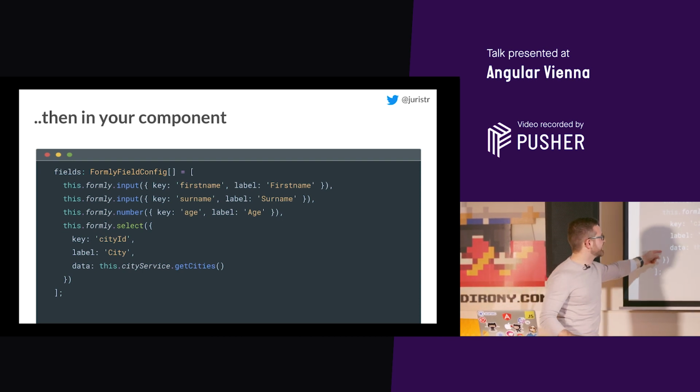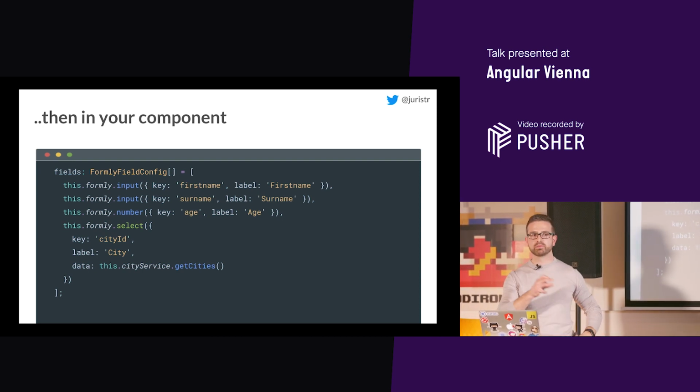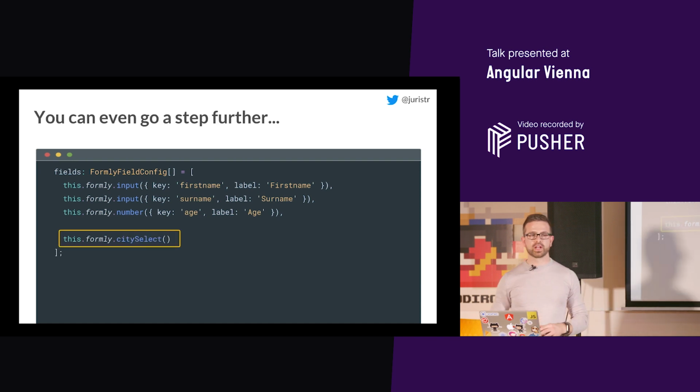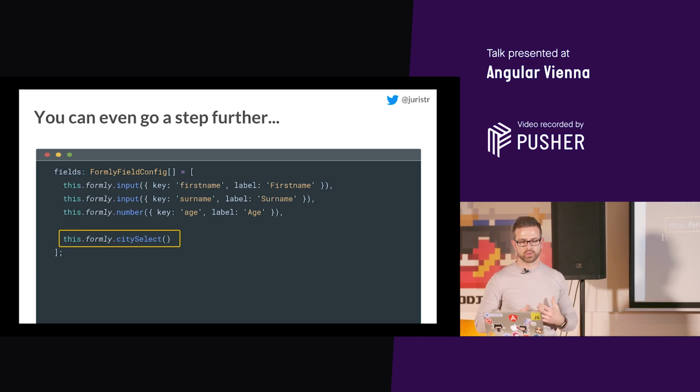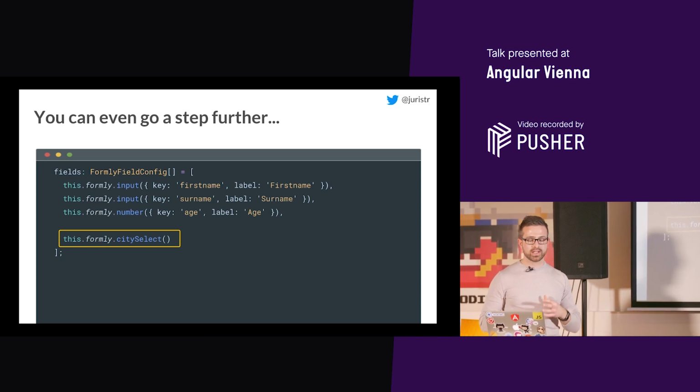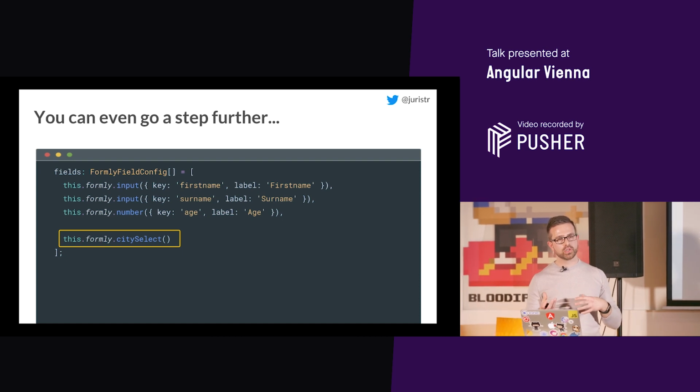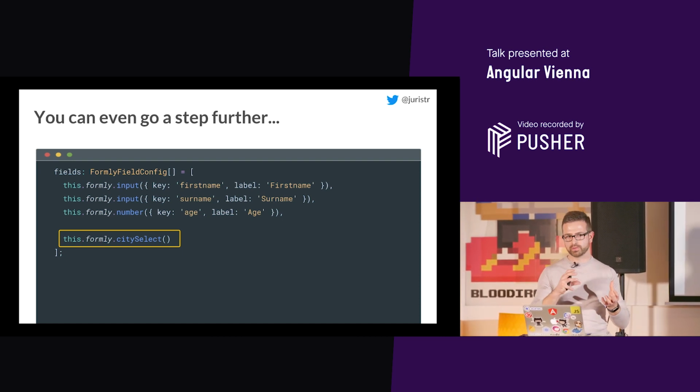For instance, if that city ID cell is needed in multiple places, you can just refactor it to something like that, right? In the end, it's just a function which returns a Formly config, so you can just compose it in that way. That's also another way of how you could reuse parts of forms and recompose them, right?